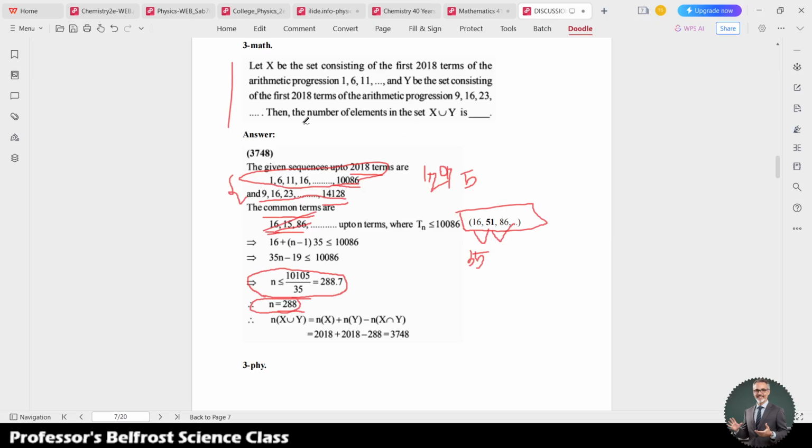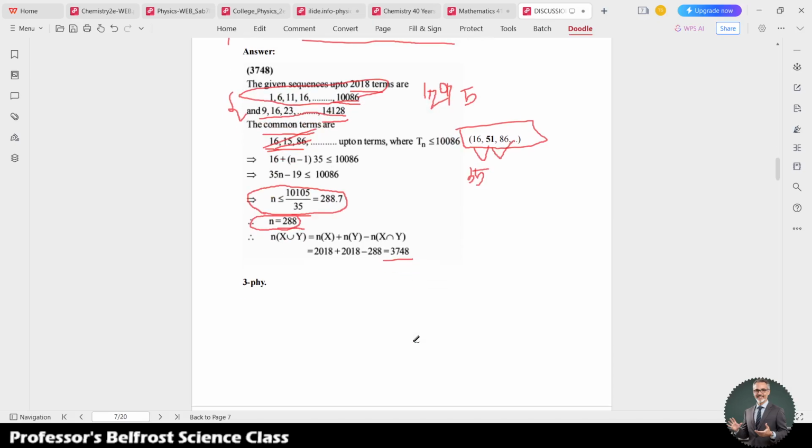So the total number of elements, when we remove the duplicate terms, is 2018 plus 2018 minus 288, which is 3,784. That's the answer.